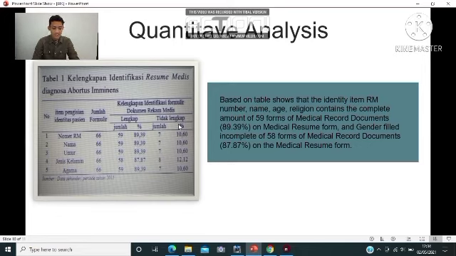It can be seen that incompleteness in the identity charting is influenced by a lack of human resources. The impact is no field for the patient's name on the resulting medical record document. Officers have difficulty determining ownership of the patient's medical record if there is a form apart from the medical record document.